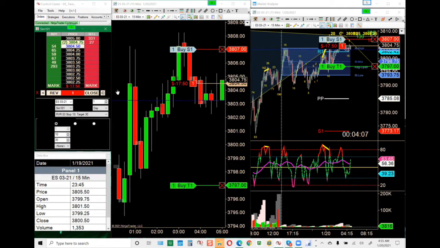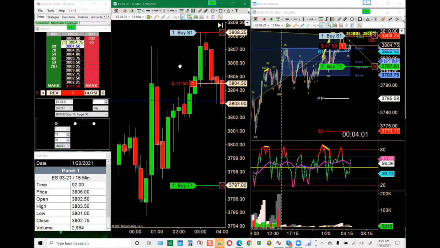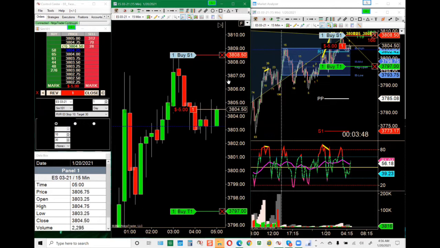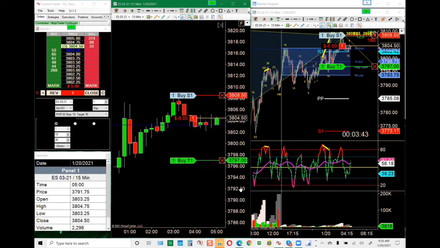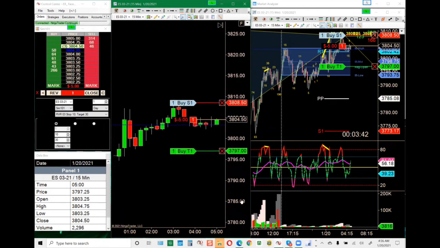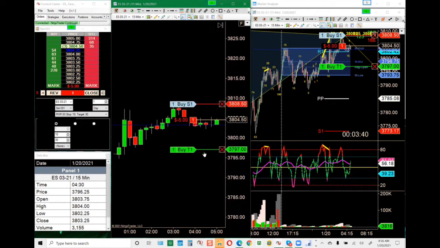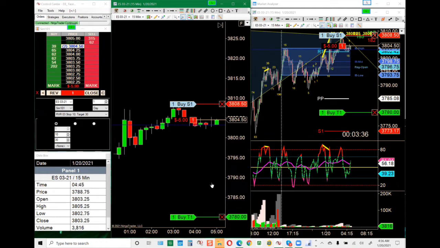Order filled. And I'm going to put the stop one tick above this double top here. There's the stop. Here's the target. I'm going to put the target on a round number. I'm in the mood for round numbers. So 3,800, 3,780. That's a nice round number. If I could get that kind of a gain, I would be a happy camper.